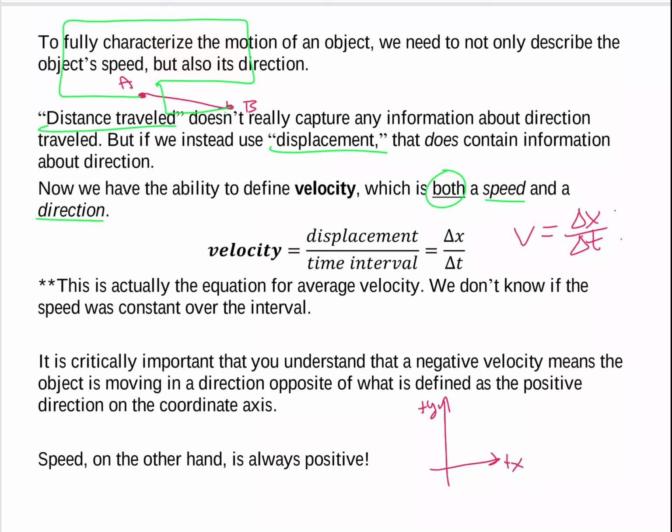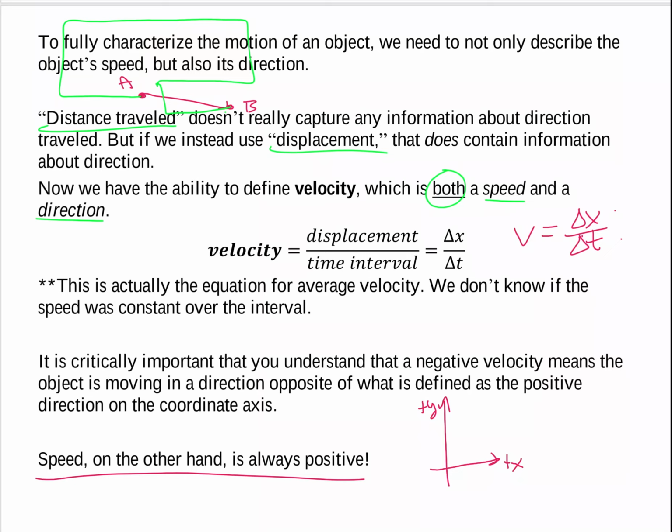Now that's different than speed. Speed is always positive. If you're just talking about speed, you can't go negative. You can be stopped, which is zero speed, but even if you put your car in reverse and floor it, you're going to be going a positive speed, just in a different direction. So your speed is positive, but your direction is the other way.